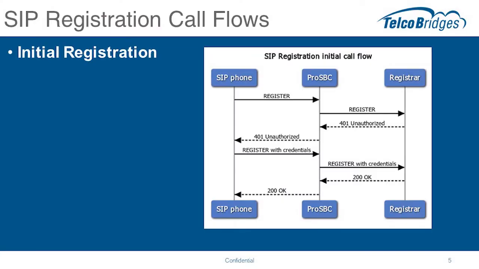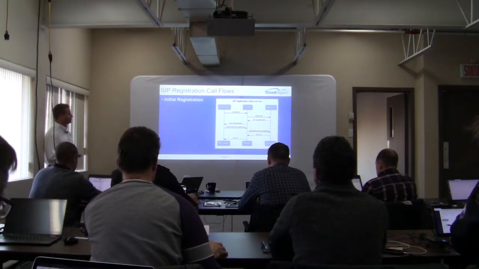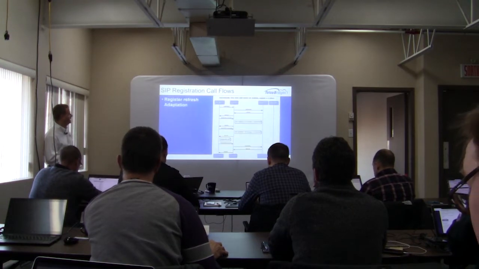So the registration always looks like this. We send a register to the ProSBC. The registrar returns 401 or 407. And then we need to register again, but with the credentials encrypted in the message.